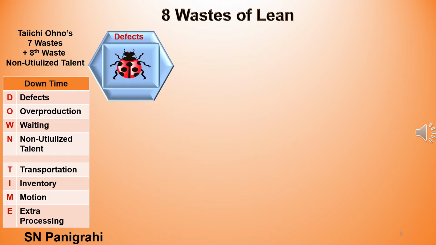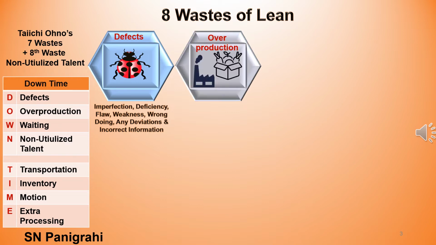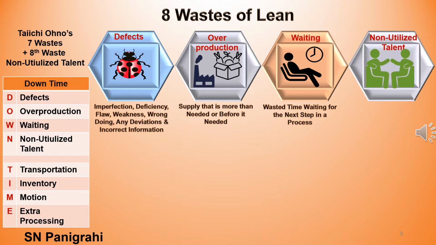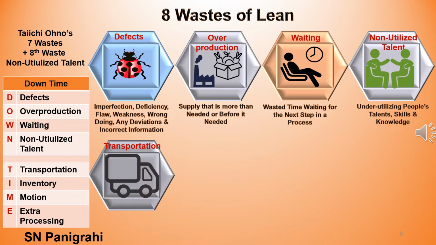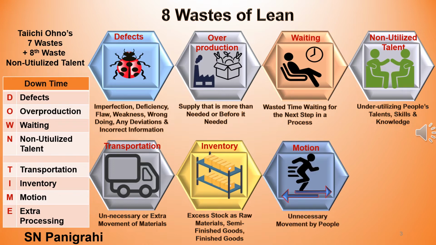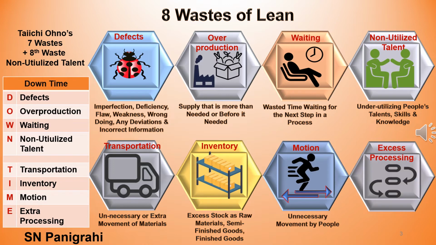Defects means imperfection, deficiency, flaw, weakness, wrongdoing, any deviations and incorrect information. Overproduction means supply that is more than needed or before it is needed. Waiting, that is wasted time waiting for the next step in a process. Non-utilized talent means underutilizing people's talents, skills and knowledge. Transportation means unnecessary or extra movement of materials. Inventory is excess stock as raw materials, semi-finished goods, finished goods. Motion is unnecessary movement by people. Excess processing means more or extra work or higher quality than is required by the customer.